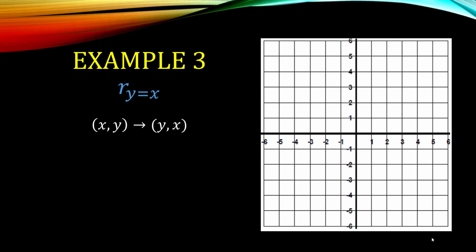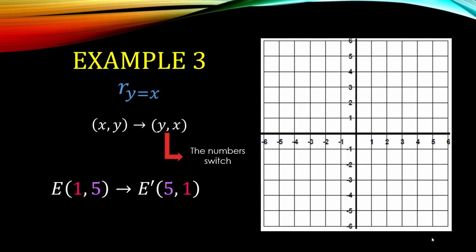Example 3, reflecting over y equals x. In this case, x and y just simply switch places. The y value will now be first, and the x value will now come last. So for an example, we have the point E, (1, 5). So let's graph that, and our line y equals x. Reflecting over that means E prime will be at the point (5, 1). So (1, 5) became (5, 1).